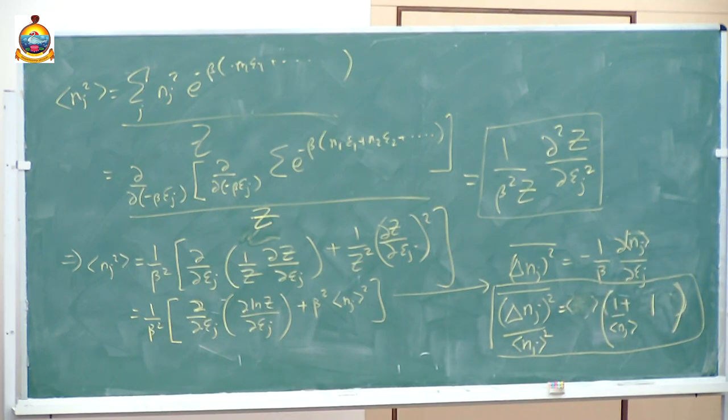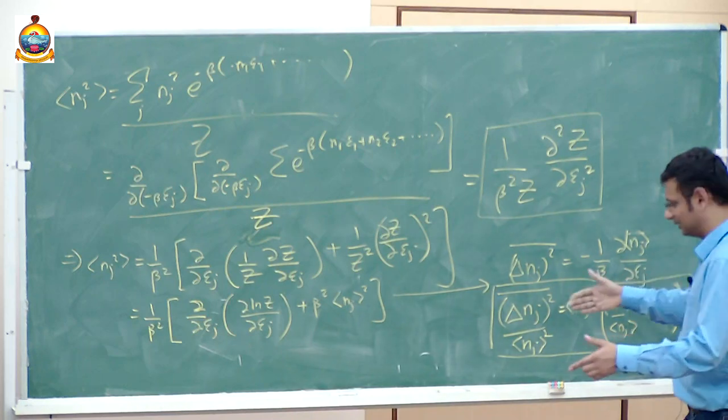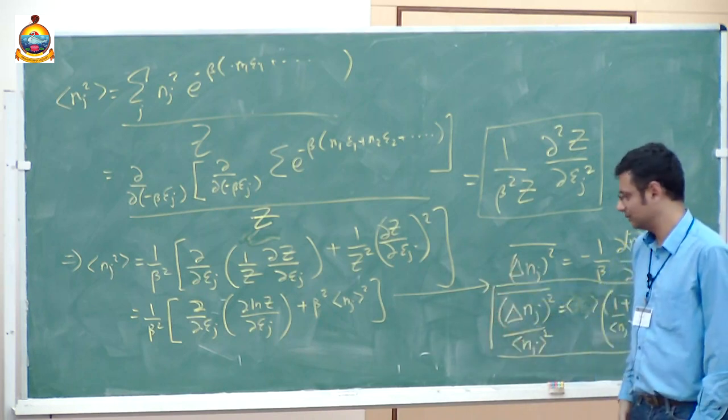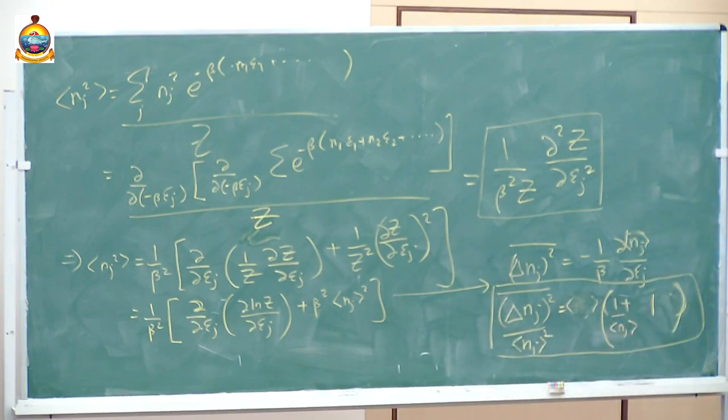We don't need to put interactions. But we need to put the constraint that this is a system where there's a well-defined number of bosons. Okay, good.